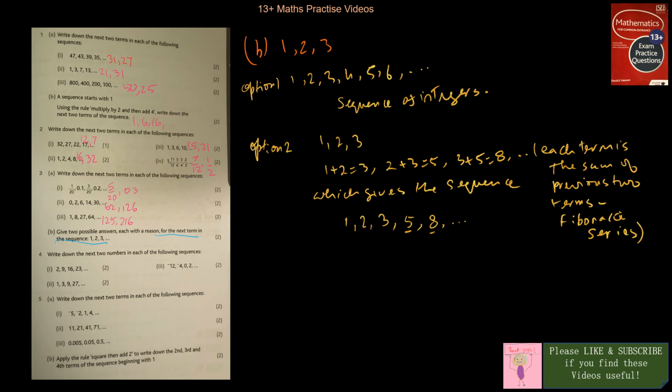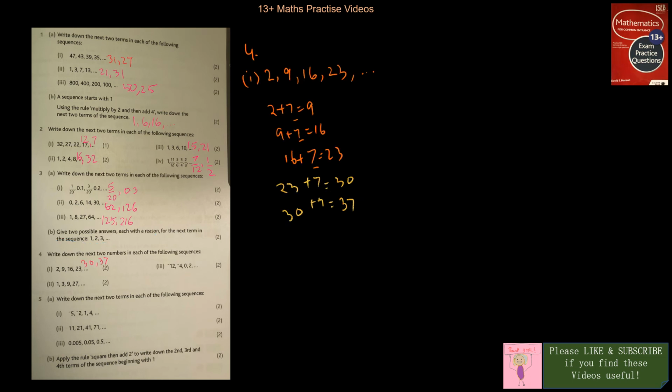The option 2 is 1 plus 2 is 3. And then we could say 2 plus 3 is 5 and 3 plus 5 is 8. So each term is the sum of the previous two terms, which is a famous series. You may not have heard of it, the Fibonacci series. So we get this number sequence 1, 2, 3, 5, 8, and so on. So we've done the explanation and the reason and everything.